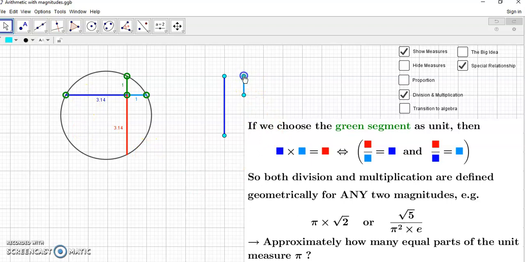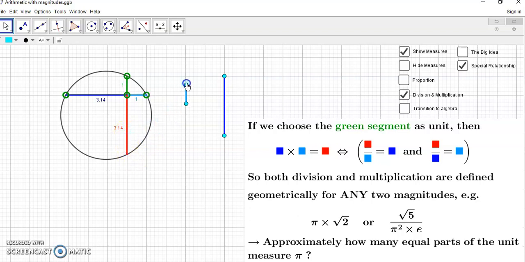Now notice what happens. We cannot measure this line segment here because there's this little red part left over, but in geometry we do actually measure it, okay, because this little red part left over here happens to be an equal part of the unit.